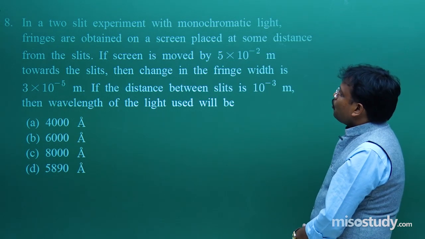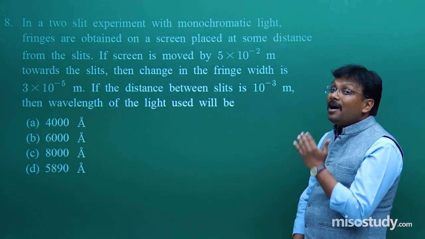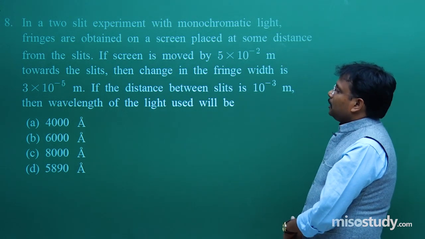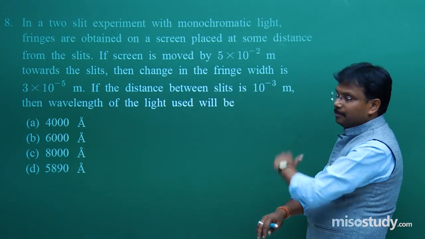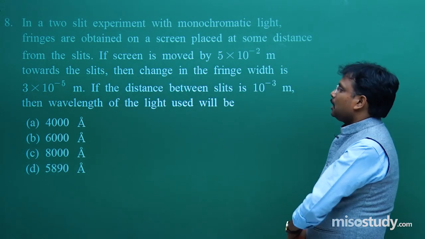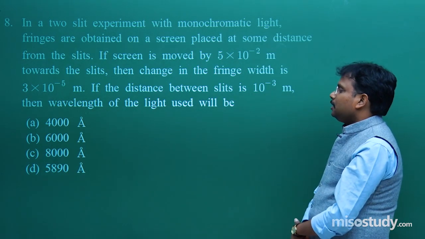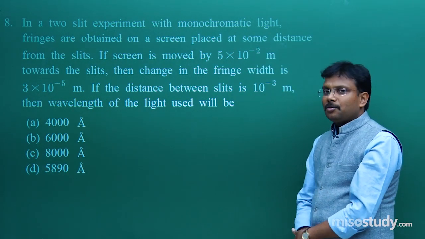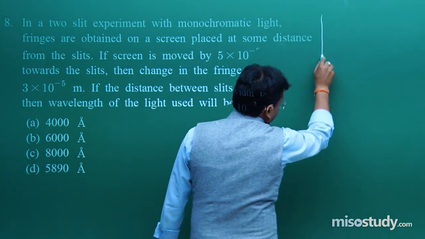If the screen is moved by 5 into 10 to the power minus 2 meter towards the slits, then the change in the fringe width is this much. If the distance between the slits is this much, then what is the wavelength of the light used? So first I would like to show you the diagram.